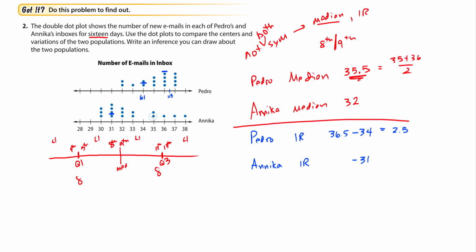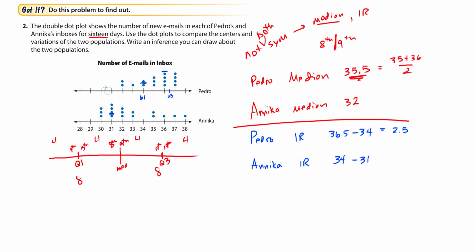1, 2, 3, 4, 5, 6, 7, 8, 9, 10, 11, 12. Ooh, we had an extra dot in there. Interesting. I think there's a typo in this problem. It said 16 days, but there's actually 17 dots here. So if there's a mess up in this problem, but if we go between the 12th and the 13th, it's going to be here to here. It's going to be a 34.